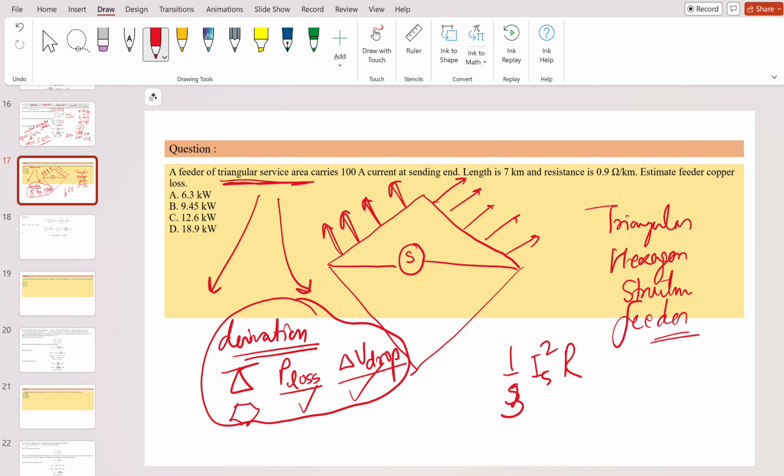The derivation you can see once or multiple times, but it is not required. The only thing you have to remember is the power loss and voltage drop formula for a triangular feeder and the hexagon feeder. You can directly solve with that, in case of uniformly distributed lines and non-uniformly distributed lines as well. Just put the values in this and you can get the answer.